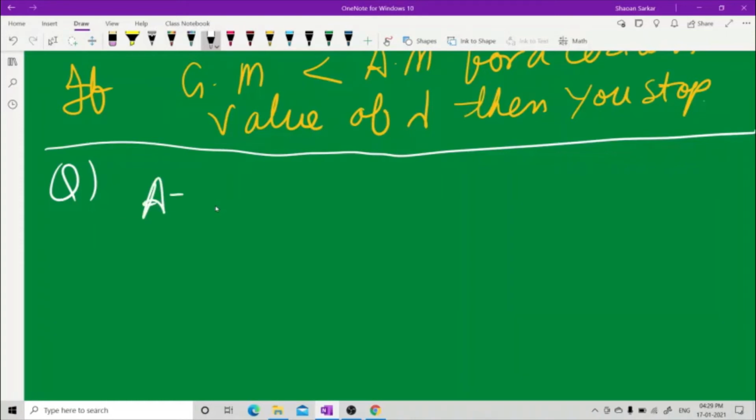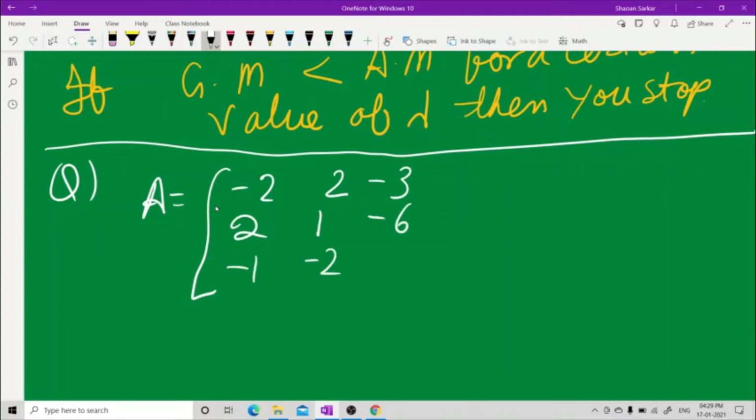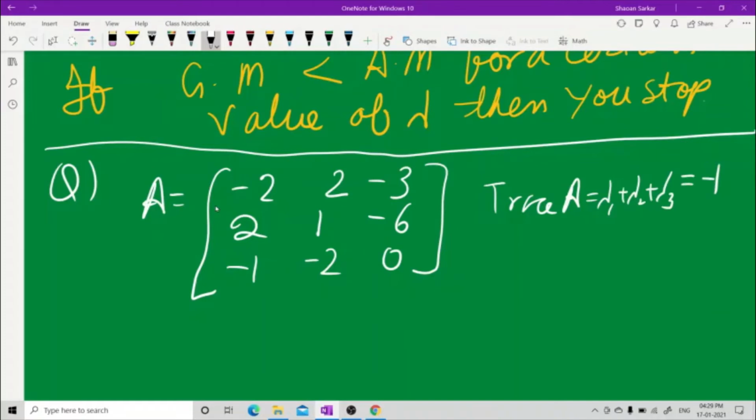Now take A equal to, as my habit is to take A, minus 2, 2 and minus 3. Then you have 2, 1 and minus 6. Then you have minus 1, minus 2 and 0. This is what you have got. See, the trace of A is lambda 1 plus lambda 2 plus lambda 3, and this is nothing but minus 1. Trace A is minus 1, and determinant A is lambda 1, lambda 2, lambda 3.